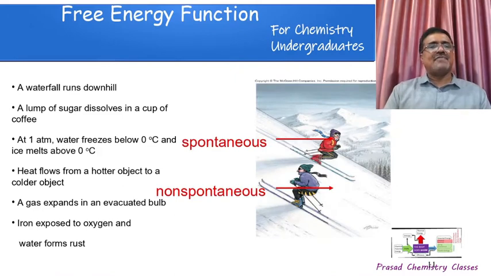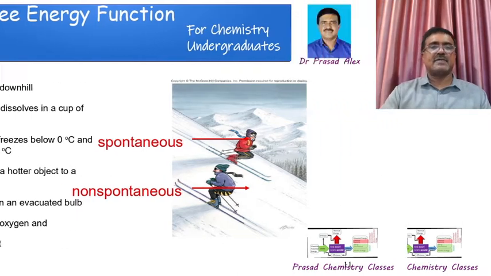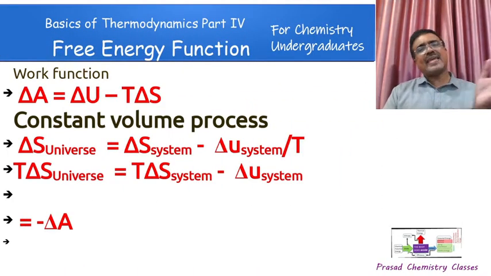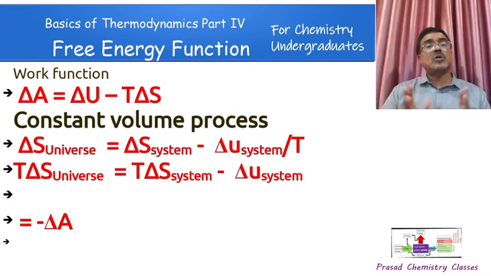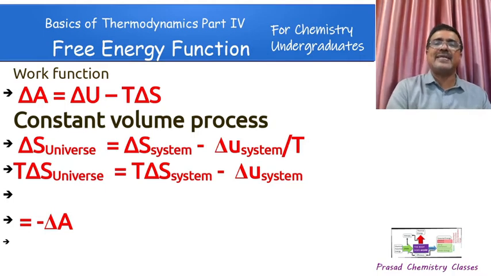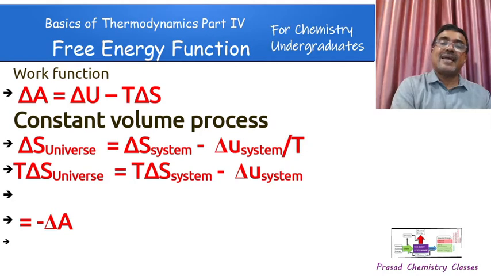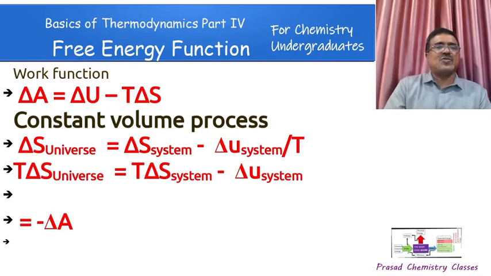We can have different spontaneous and non-spontaneous processes, and we have the two factors, the energy as well as entropy factor, that is combined to our free energy factor. Similarly, we can have this Helmholtz free energy or work function, and that is given as delta A equals delta U minus T delta S. If it is a constant volume process, we can consider delta U as the heat exchanged, right, for constant volume process.